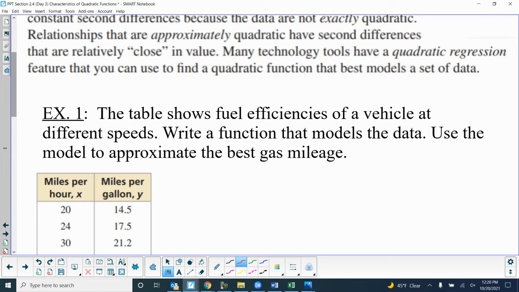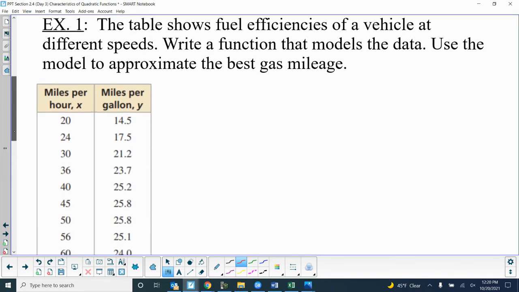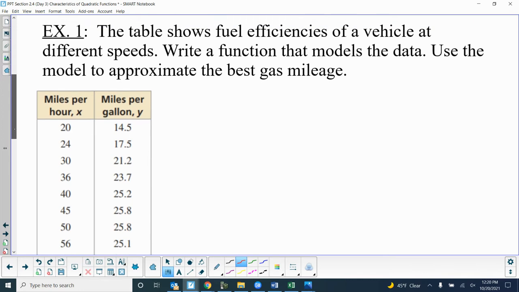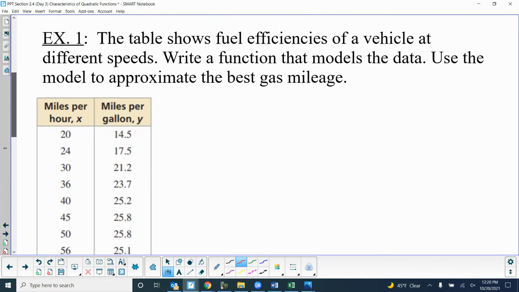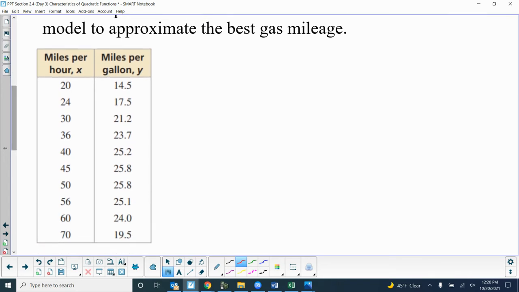Okay, so I want you guys just for practice to do this right now, and then we'll go over here. What this table is showing us is fuel efficiencies of a vehicle, a car or a truck or a van, whatever it is, at different speeds. So write the equation, the function, and then figure out what the best gas mileage would be. So there's your data. All right.